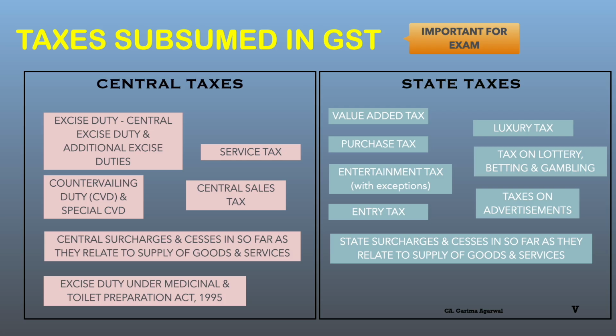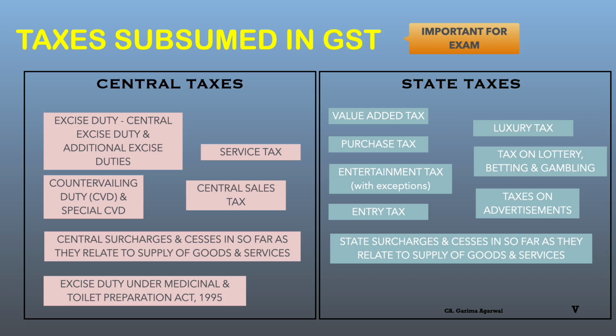So let's discuss the central taxes first. Central taxes are the taxes which were levied by the central government. First was the central excise duty. That was the old way of taxing the manufacturing of goods. Now in GST, this has become part of the Central Goods and Service Tax, or CGST, where manufacturers get credit for the tax paid on inputs.